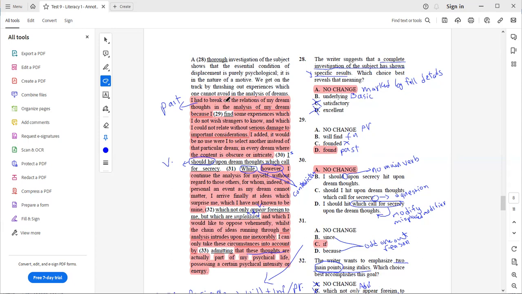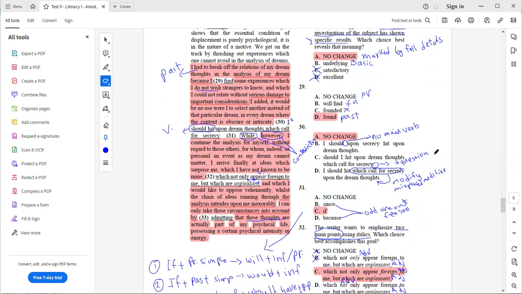I had to break off the relations of my dream thoughts and the analysis of my dream because I find some experiences which I do not wish strangers to know and which I could not relate without serious damage to important consideration. Okay, as you can find here, the first sentence is past and the second part is present. So now you are going to be between find or found. Take care that the beginning sentence said I had to break off the relation to my dream. So these are kind of experiences. Is that right? Yes. So we're talking about the past, not the present. Clear? Yes.